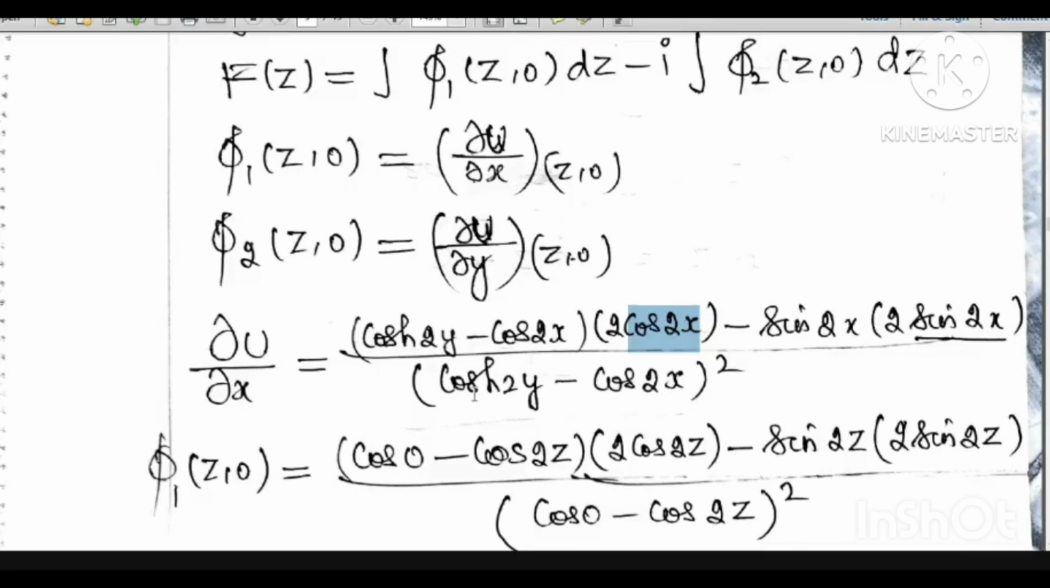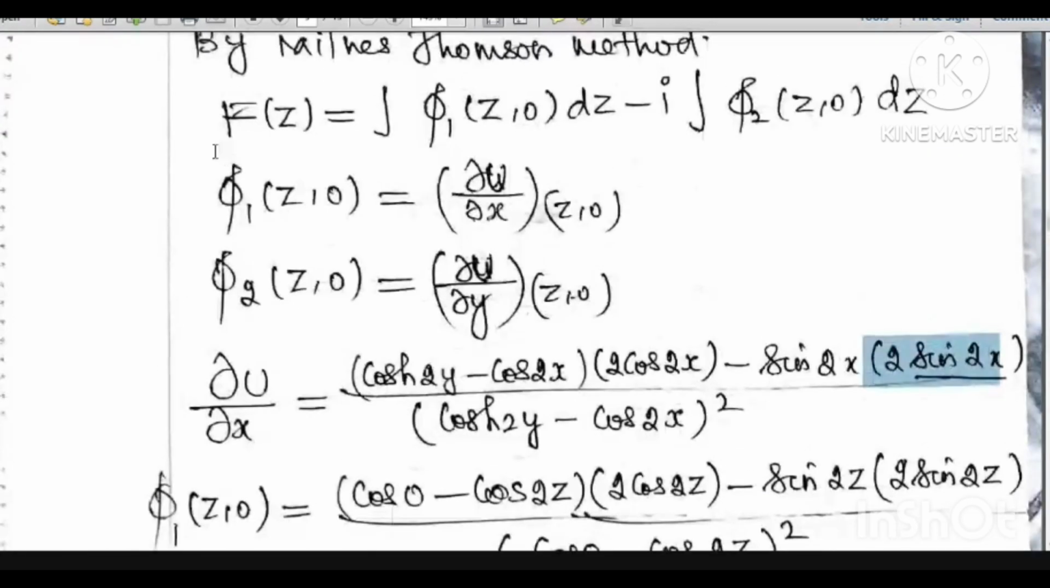Cos h2y, if you are differentiating with respect to x, will be 0. Minus cos 2x, if you are differentiating with respect to x, it will be 2 sin 2x, minus 2 sin 2x. Already there is minus. So minus or minus plus. That's why I am writing here 2 sin 2x.